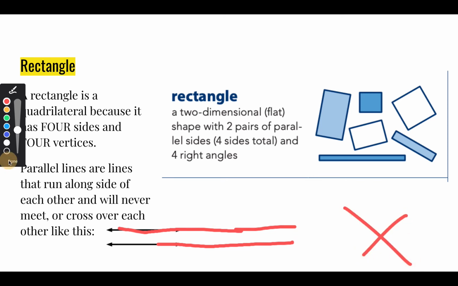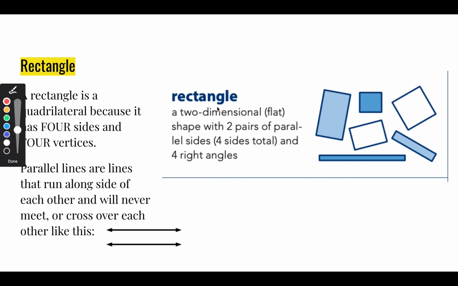Okay? So let's take a look at these parallel lines. So let's take a look at this triangle right here. This side is parallel to this side. If we kept these lines going, they would never touch or cross. And let's take a look at the other sides. These lines on the other side are also parallel because they would never touch or cross.